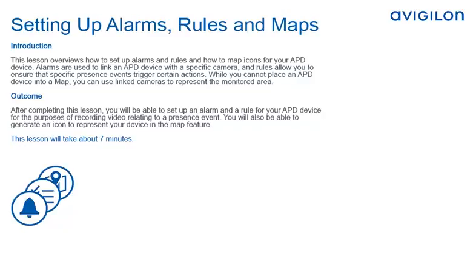After completing this lesson, you will be able to set up an alarm and a rule for your APD device for the purposes of recording video relating to a presence event. You will also be able to generate an icon to represent your device in the map feature.